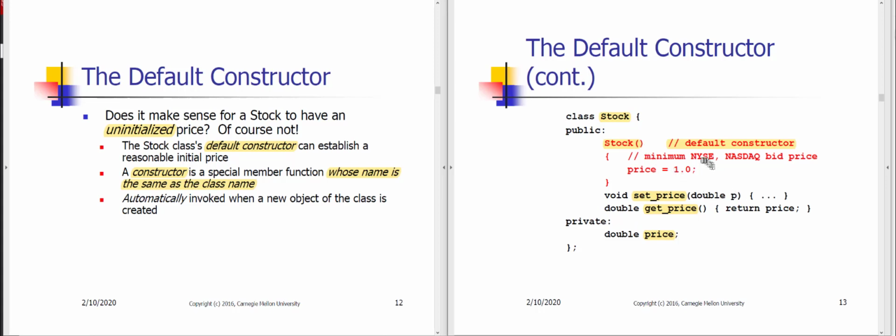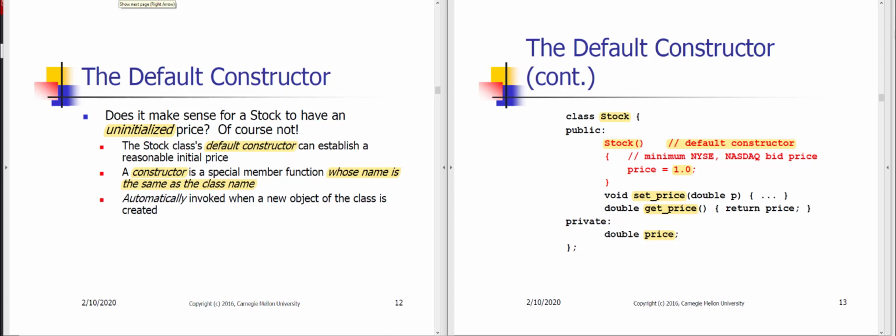Now, as it turns out, the New York Stock Exchange and NASDAQ won't list stocks whose prices fall below $1 for very long. So we are going to use a default of $1 as the price for any stock that we create. This is not extremely realistic, of course, but it's way better than having an undefined price when we create a new stock object.